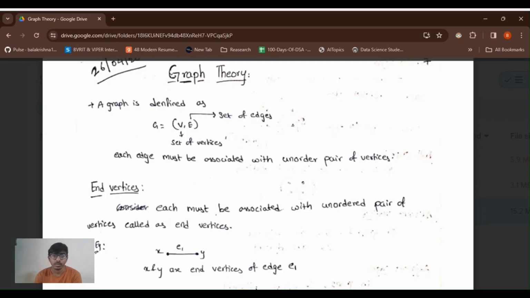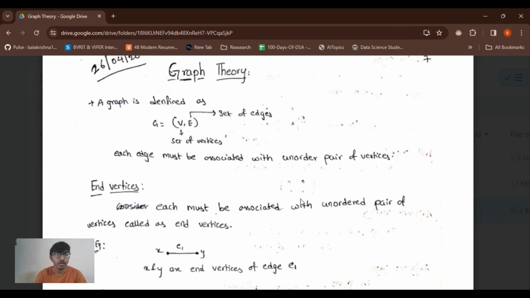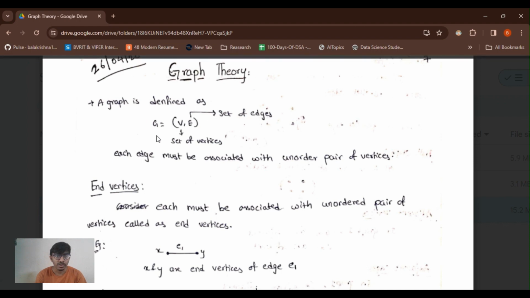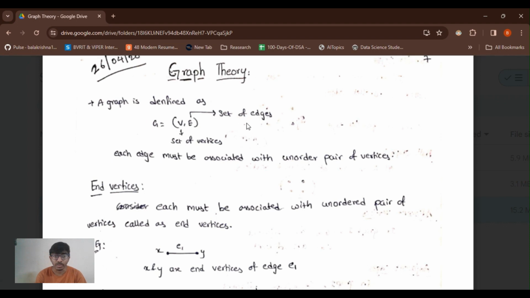In this video, I want to revise graph theory in discrete mathematics for GATE 2024. So a graph is defined as a set of vertices and a set of edges. Each edge must be associated with an ordered pair of vertices.